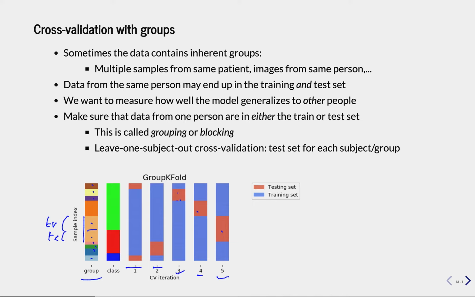In the extreme, you can also do leave one subject out cross-validation, which is often used in many medical applications. And so you do this k times, each time leaving out one specific group. And then you average over all groups.